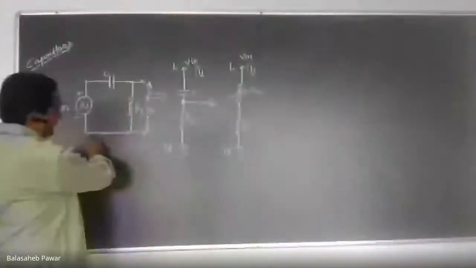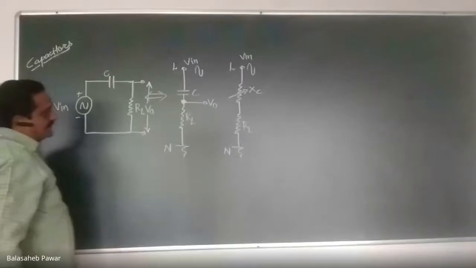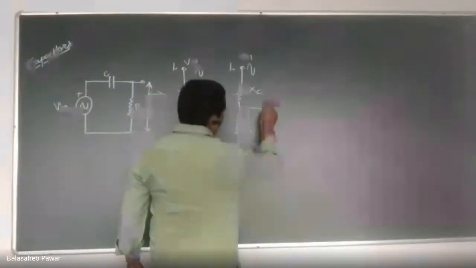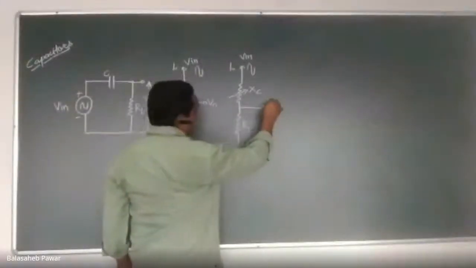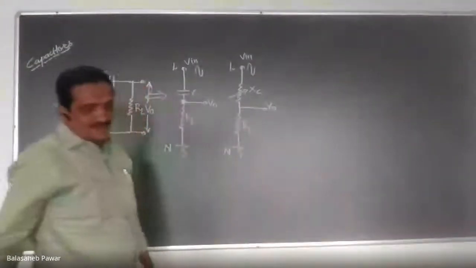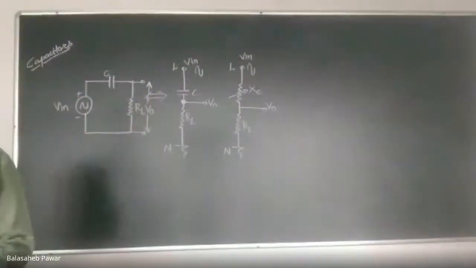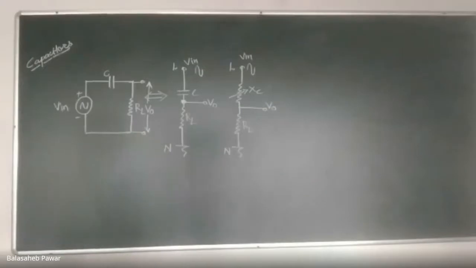See, one and the same thing. So in the third diagram also, I will check that output voltage across RL again with respect to neutral. Any doubt up to here? Is it okay? Yes, sir.